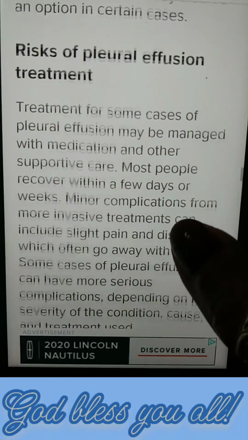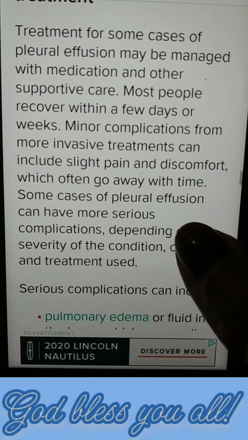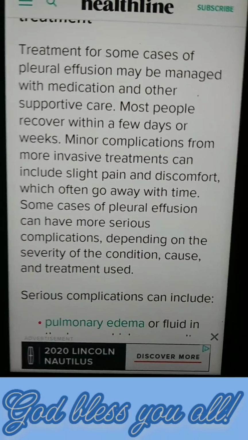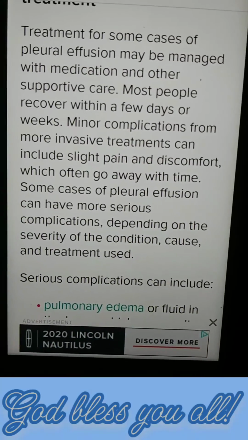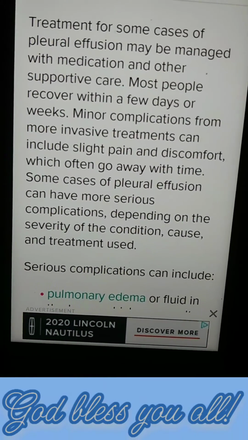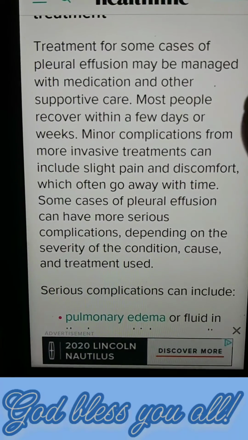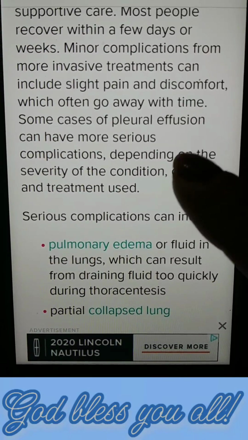Recovery from pleural effusion treatment. Some cases of pleural effusion may be managed with medication and other supportive care. Most people recover within a few days or weeks. Minor complications from more invasive treatments can include slight pain and discomfort, which often go away with time.